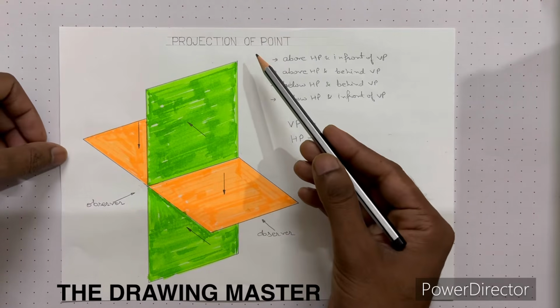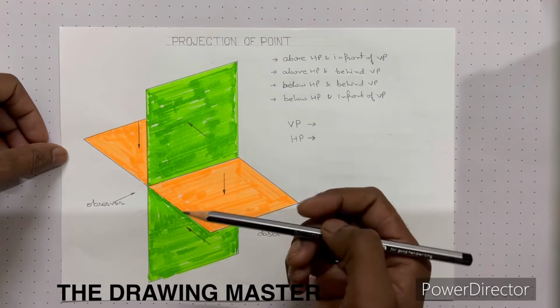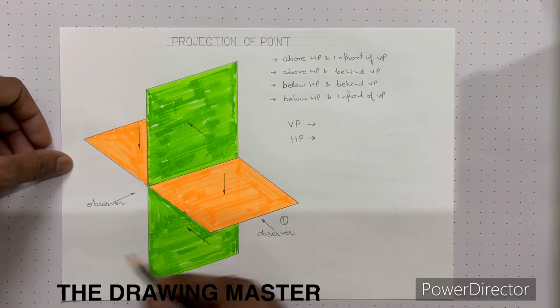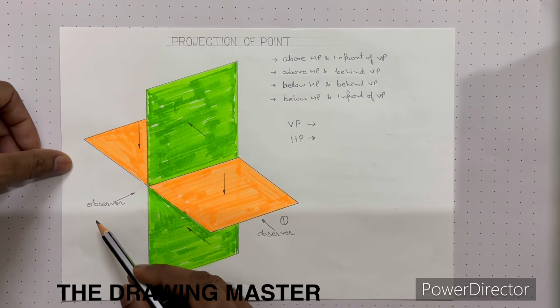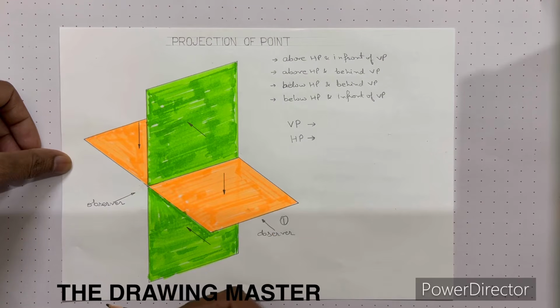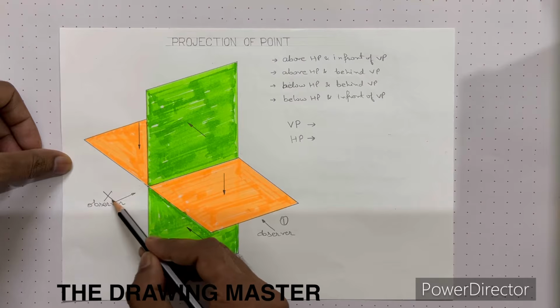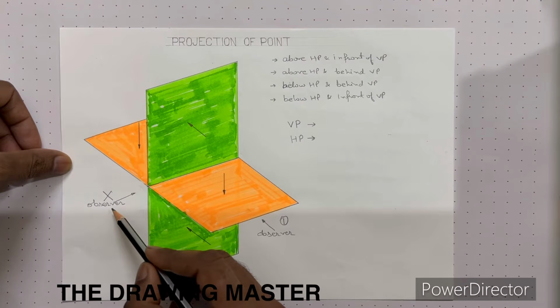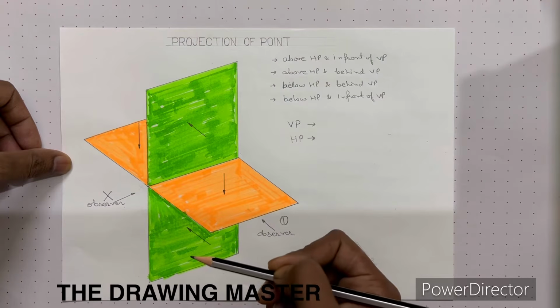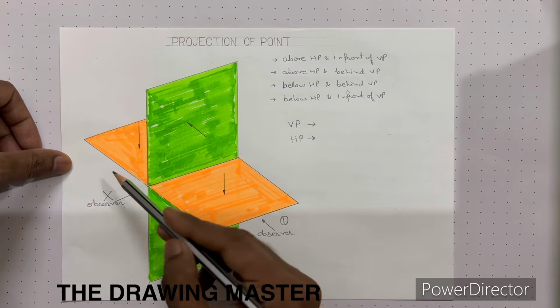See, to draw the projection of the point we have three requirements. First one is observer, right? Here also I have marked observer. The question is, where should be the observer? This side or this side? Very first thing and very important thing, observer is not on this side. You have to assume you are not here, you are here. So sometimes the students are asking why the observer is not here.